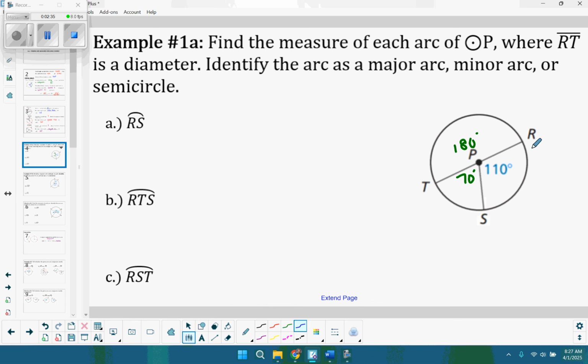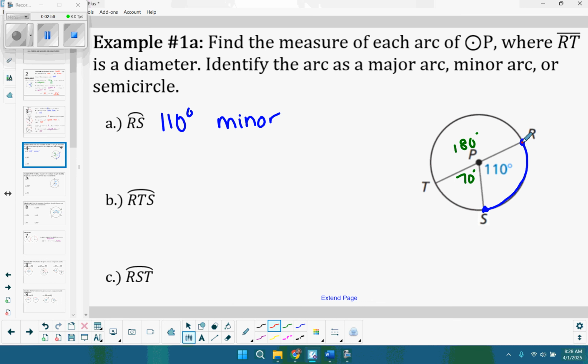So arc RS, if I start at R and end at S, and I want to go the shortest way possible because it was listed with two letters, that would just be 110 degrees. Less than 180 is a minor arc. Also, two letters, automatically a minor arc. Three letters could be a minor arc or a semicircle, so we really do need to look.